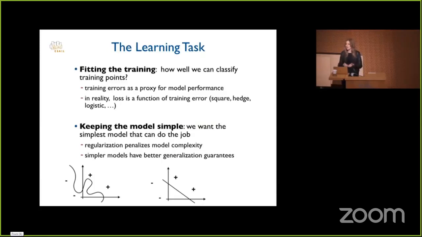What is the connection between all of them? Any machine learning models try to optimize two objectives, which are kind of standing one against another. The first objective is to fit your training examples well.